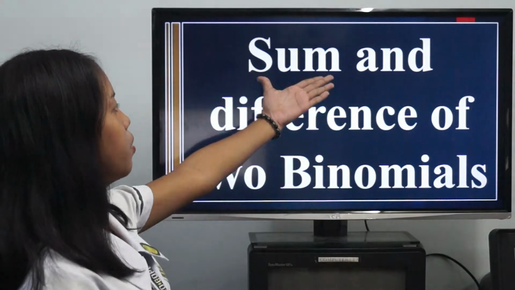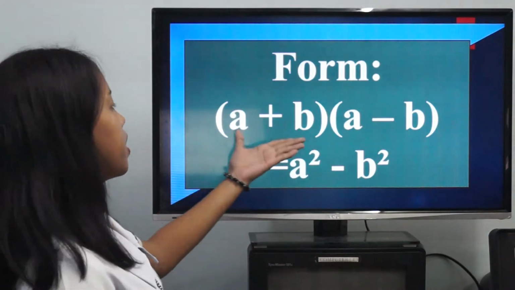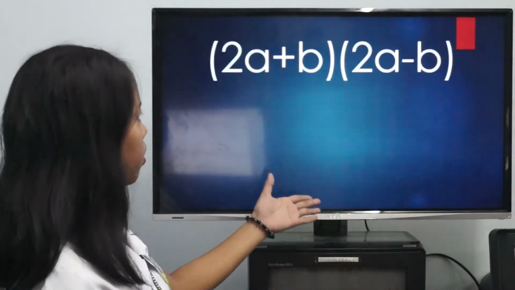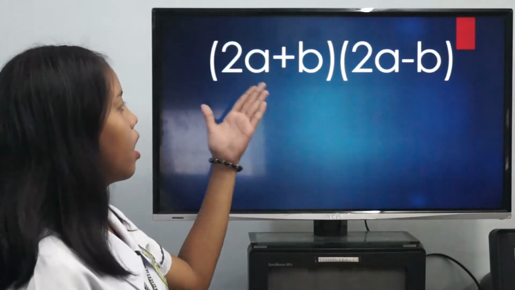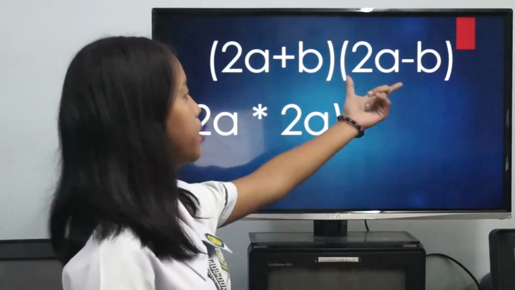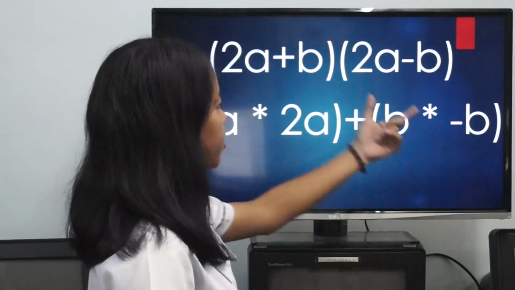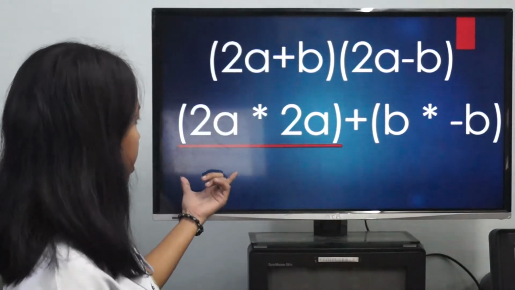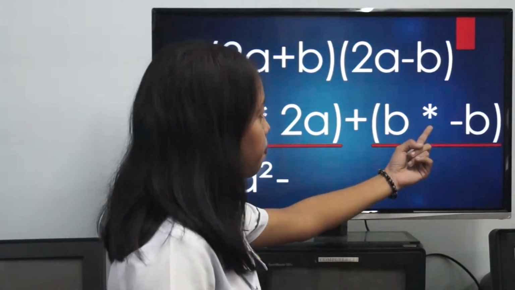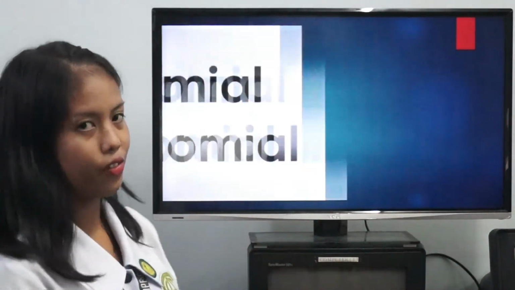So let's move to sum and difference of two binomials. For this one we use the form the quantity a plus b times a minus b. This is equal to a squared minus b squared. For example, we have the quantity 2a plus b times the quantity 2a minus b. This is equal to 2a times 2a, which is 4a squared, plus b times negative b, which is equal to negative b squared. So that's the final answer.